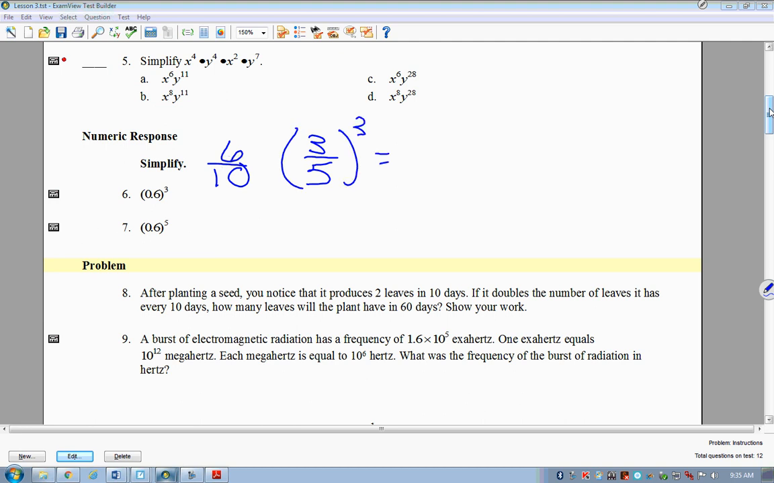What's 3 to the third? It's not 3 times 3, right? Big common mistake that people make with this is they try to take 3 times 3. It's 27, right? 3 times 3 is 9. That's 2 of them. Times 3 is 27. Okay, what about 5? 125. 5 times 5 is 25. 25 times 5 is 125.